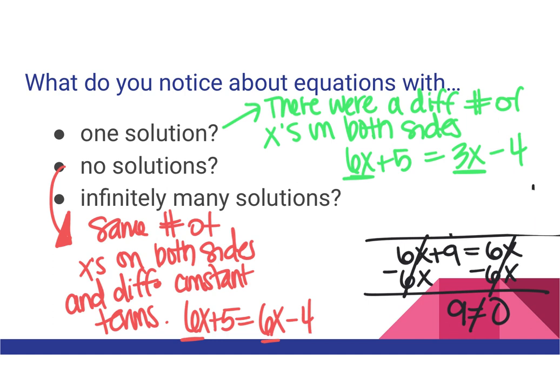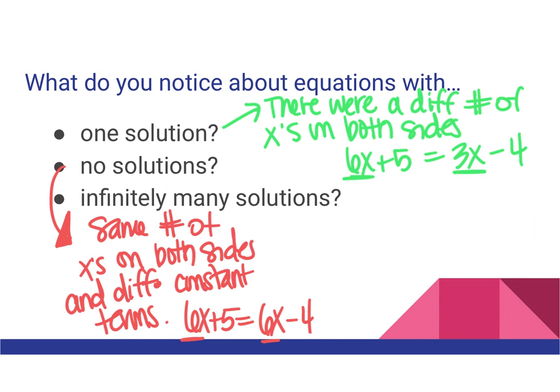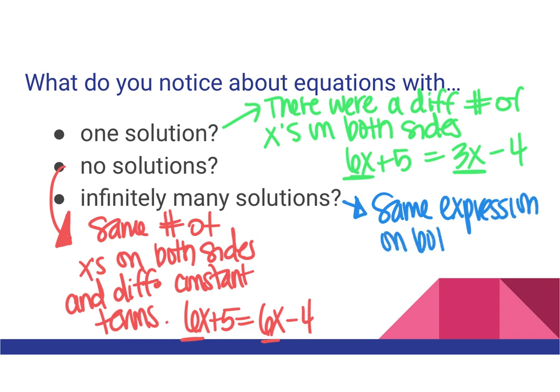So let's look at that last one. Infinitely many solutions. What did we notice in this case? When there were infinitely many solutions, we had the same expression on both sides, okay? So what do I mean? 6x plus 5 is equal to 6x plus 5. Same exact expression. So it doesn't matter what x is. I'm always going to be adding 5 to the product of that number and 6.